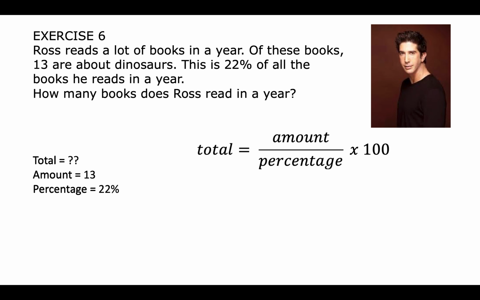So to calculate the total, we divide 13 by 22, the amount divided by the percentage to get 1%, multiply with 100 to get the total of 100%, we get to 59 books. It's books, so we assume he reads the whole books, and we round to whole numbers.